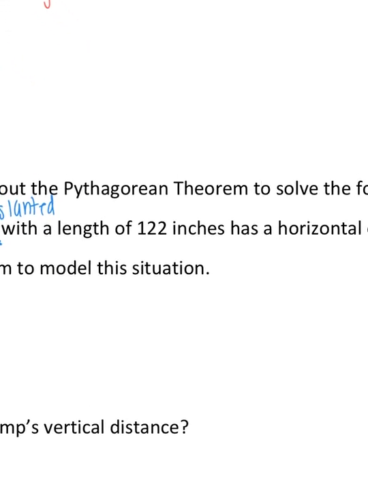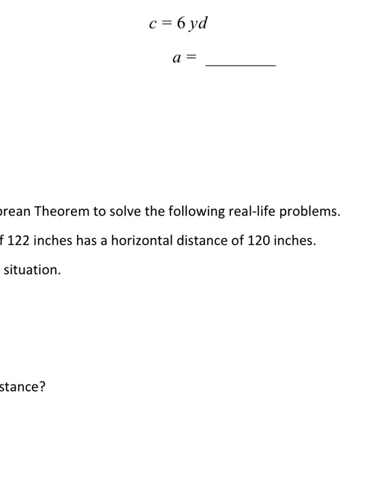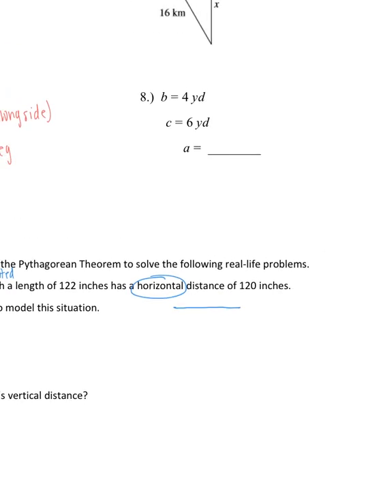Okay, and then it says it has a horizontal distance of 120 inches. That word horizontal is really, really important. We need to think, what does horizontal mean? Well, that means it looks like this, side to side, instead of up and down. Up and down would be vertical. So side to side is our horizontal distance.